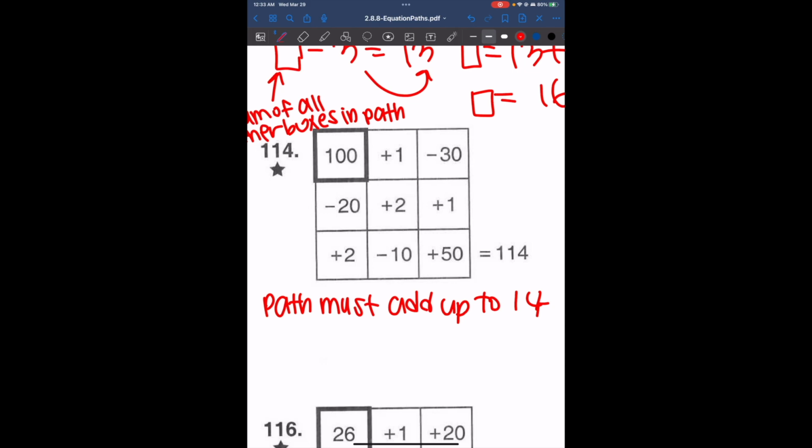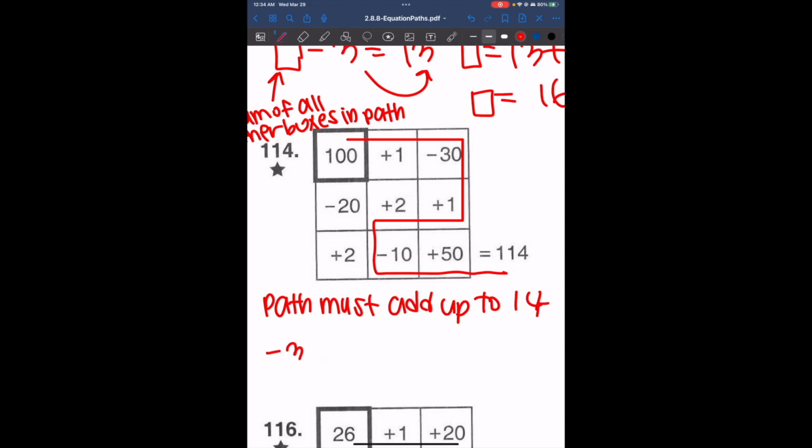And so the correct path would be this way. And we'll see why this path works. So the numbers involved are 1, -30, 2, 1, -10, and 50. And so we'll look at large numbers first.